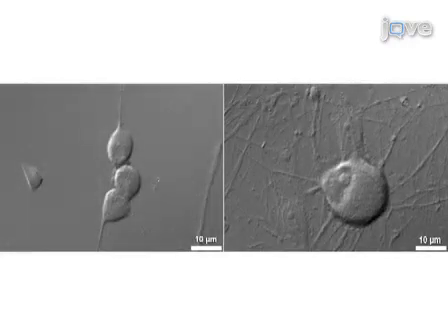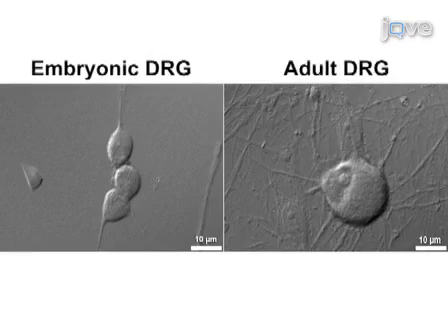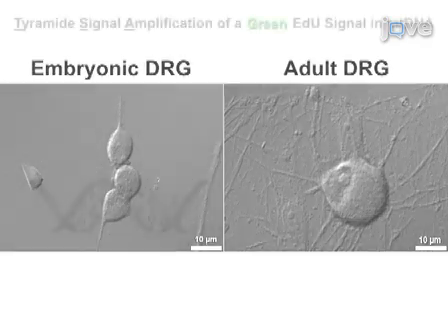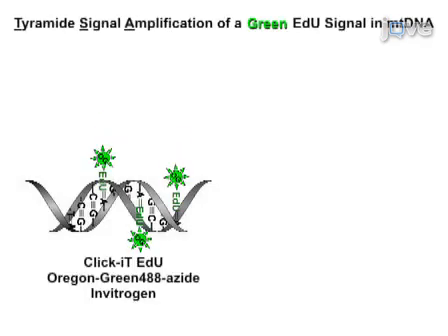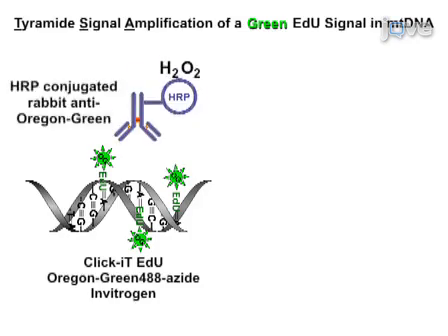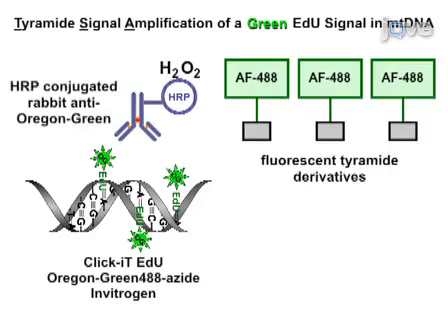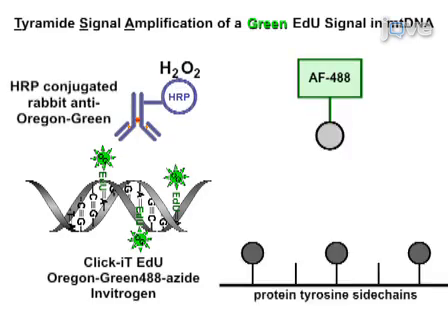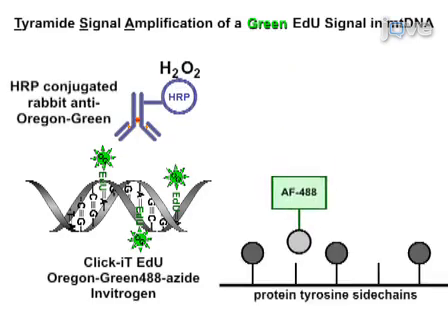Shown here are representative differential interference contrast images of embryonic and adult dorsal root ganglion neurons that are typically used for analysis. These schematic diagrams represent the procedure for labeling EDU in mtDNA with green fluorescent signal. Mitotically active F11 neuroblastoma cells serve as a positive control and illustrate the labeling pattern of EDU that was incorporated in nuclear and mitochondrial DNA.